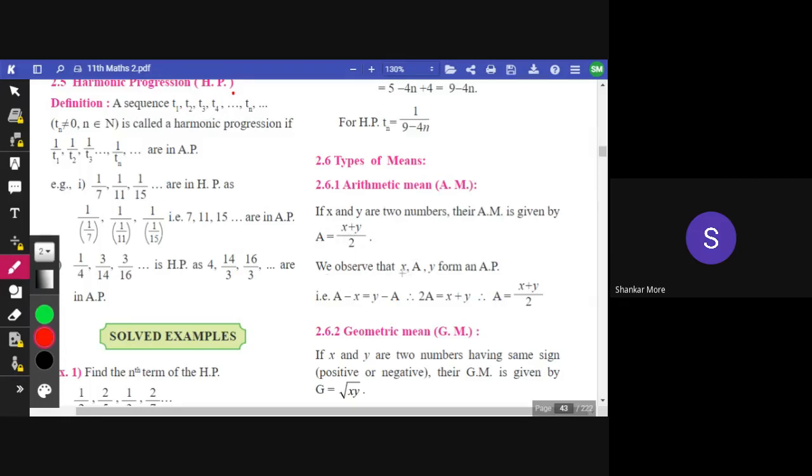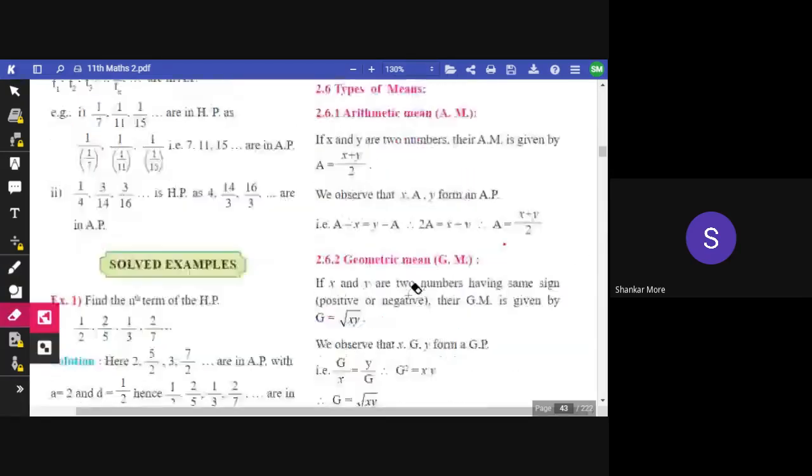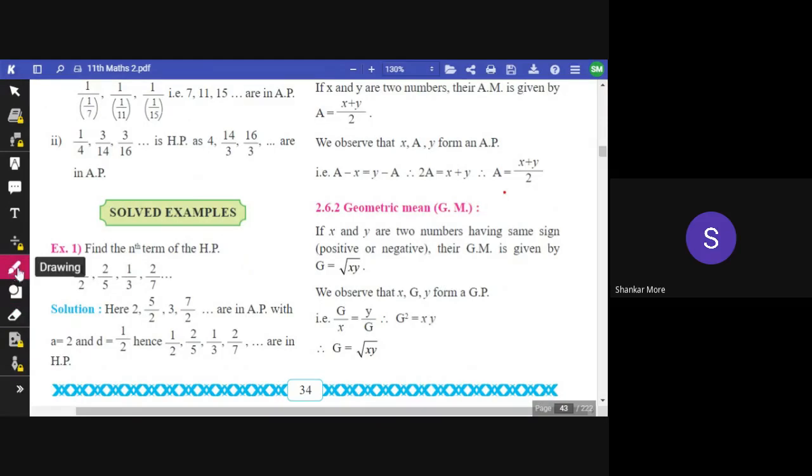So we observe that x, comma, A, comma, y form an AP. Theek hai. So A minus x is equal to y minus A, that is 2A is equal to x plus y, and A is equal to x plus y divided by 2. You have to remember this formula only. You don't need to remember this explanation. It is not necessary. Now geometric mean.